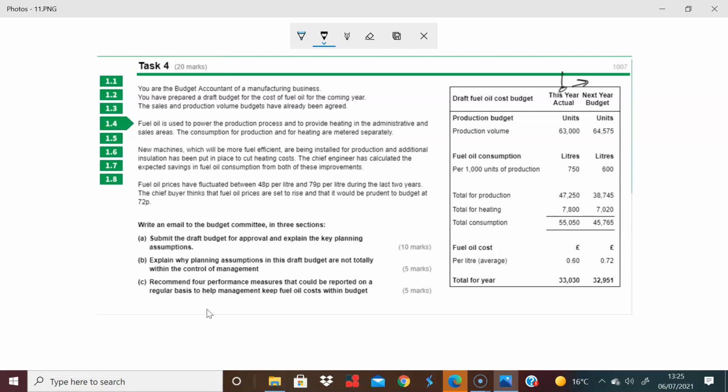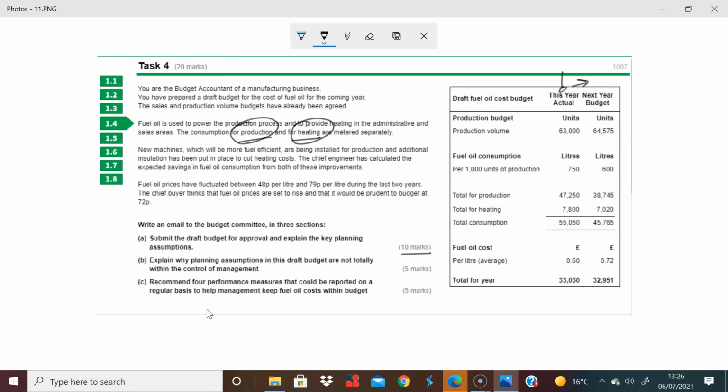So here we have a budget being prepared for the use of fuel, and fuel is used in two situations. Fuel is used for production and fuel is also used for heating, right? So for these 10 marks, you want to be thinking, let me talk about production, and let me also talk about heating, and let me also talk about the assumptions being made regarding these. What are the assumptions regarding pricing, what are the assumptions regarding usage.